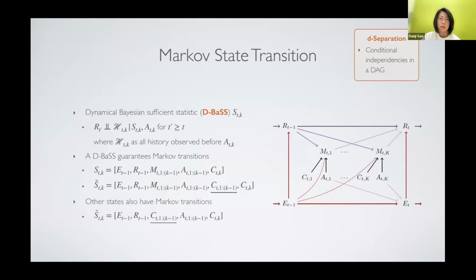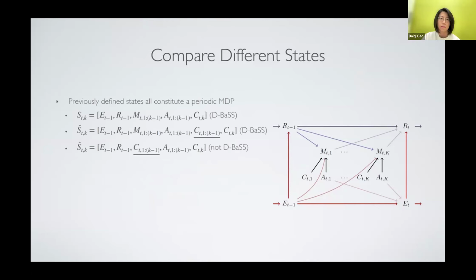However, notice that the sufficient statistic is not the only one that guarantees Markov transitions. There are also other states that have Markov transitions. For example, if we substitute the mediator in state S with the previous context, then the state S hat also has Markov transitions. In fact, all the previously defined 3 states have Markov transitions within and across bags. And although their state transition is non-stationary within a bag, it's generally stationary across bags. So actually all of them can fit into the framework of a periodic MDP.